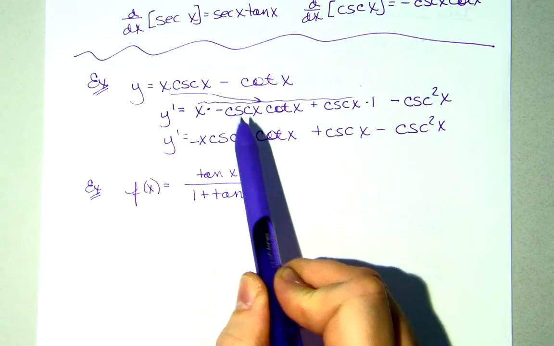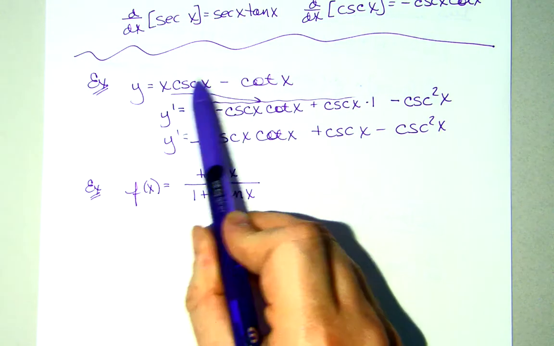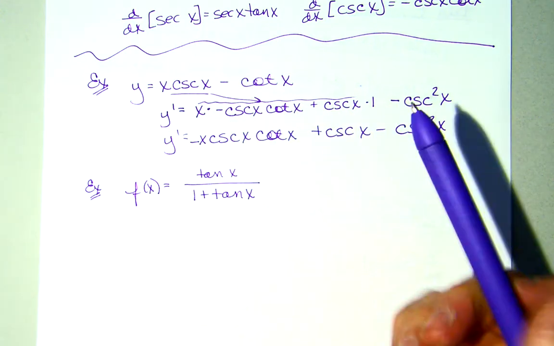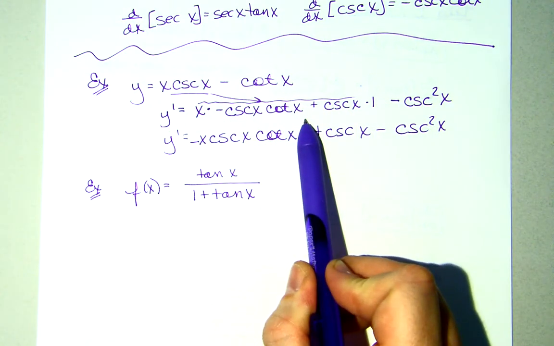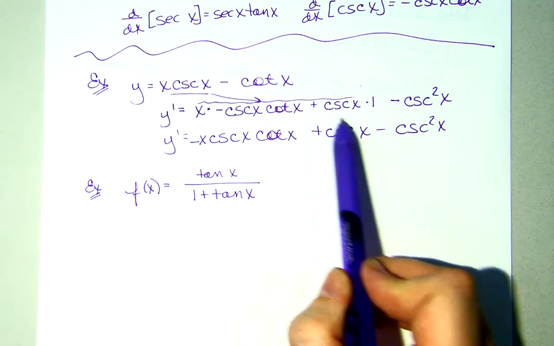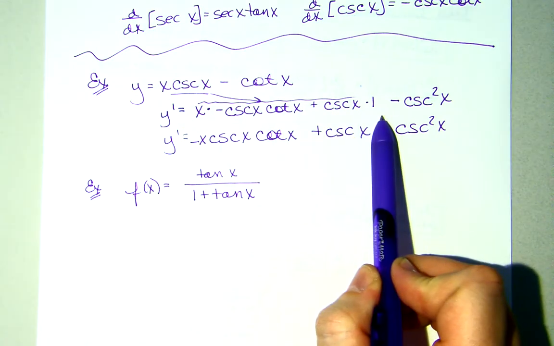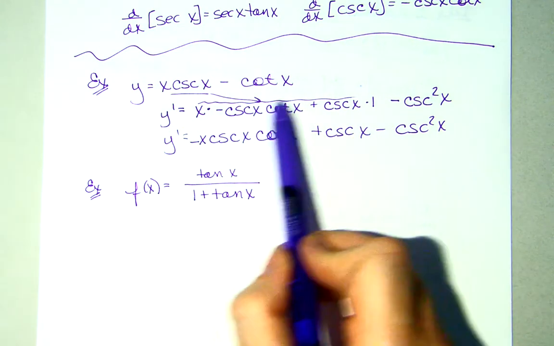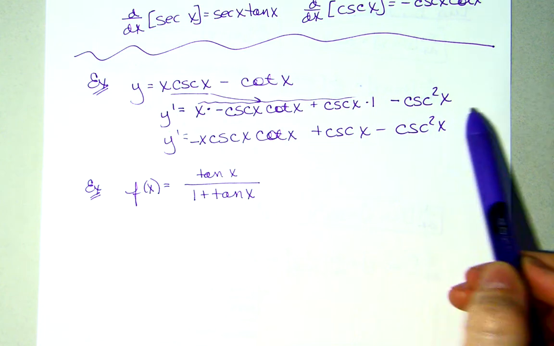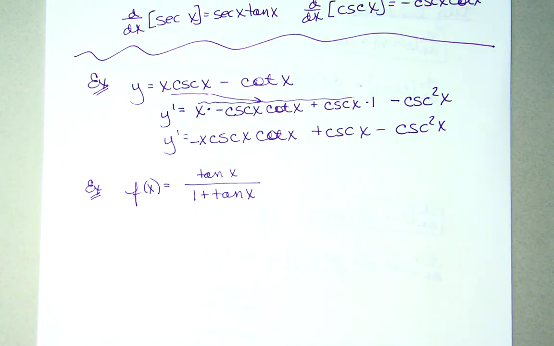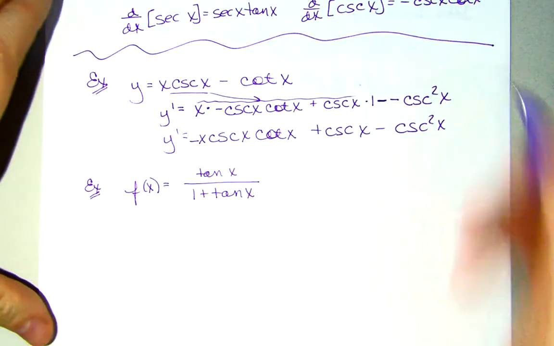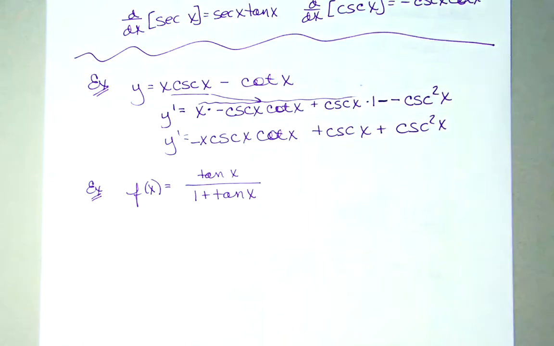First, x times derivative of the second, derivative of cosecant x. That's one of our new trig derivatives. That's negative cosecant x cotangent x. Plus second, cosecant x times derivative of the first is times 1. Minus, what's the derivative of cotangent x? Well, that's not right. What did I do wrong? Minus negative cosecant squared x, so we should have a plus cosecant squared x at the end.